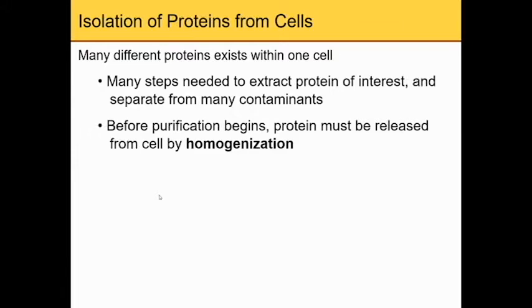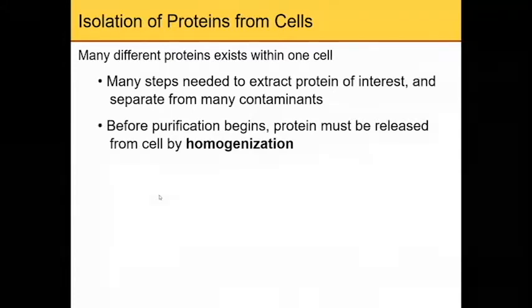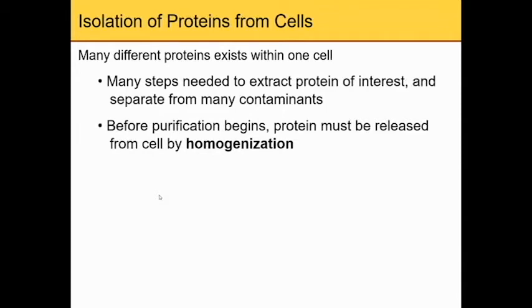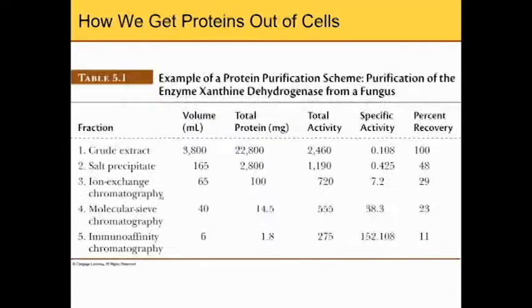And before the purification begins, right, those proteins must be released from cells through homogenization. That means you disrupt the cell, you break the cell to release the components, including the protein of interest. And this process we call homogenization, okay?